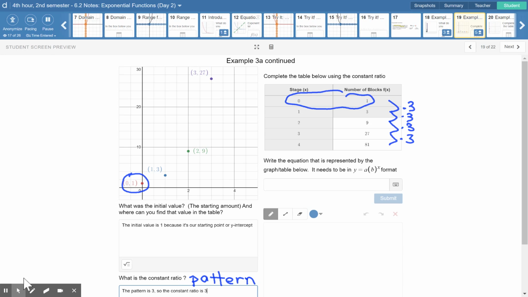So here's the trick. If you have a y value, let's say 81, divide it by the next y value, which was 27, and that's going to get you 3. So if you work backwards, you're going to realize that the constant ratio is 3. You can do this for any one. You can do 27, divide by the next y value, and you're going to get 3.